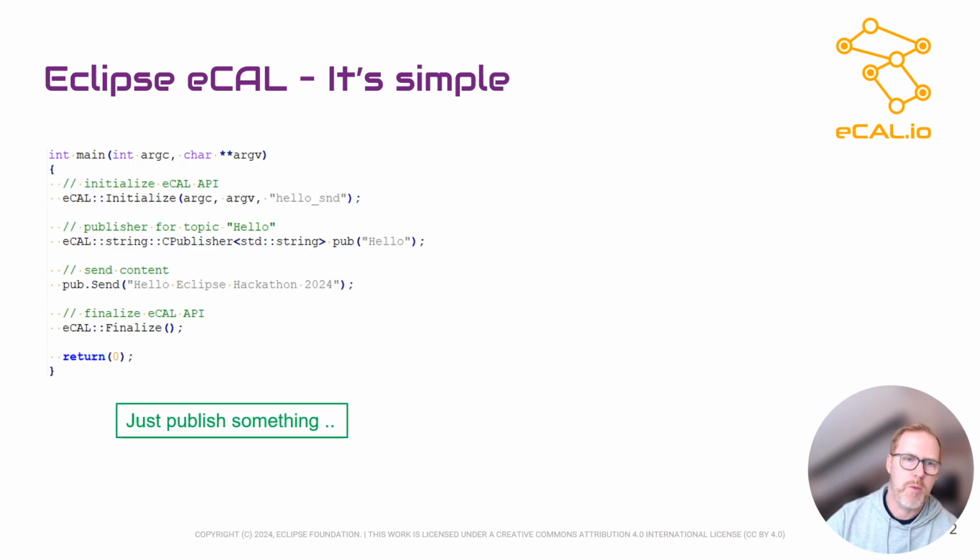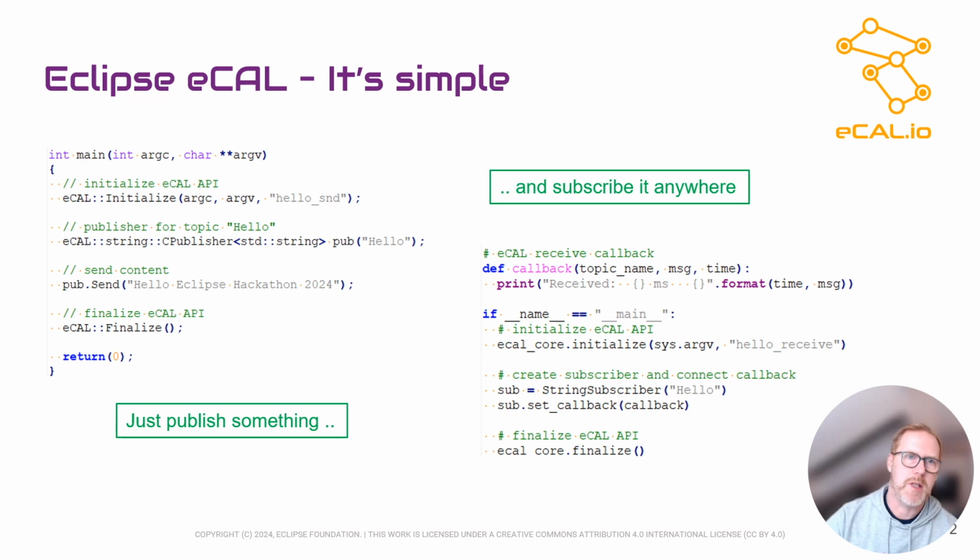Here's the classic Hello World example. You can see how simple it is to create an eCal publisher in C++ and to subscribe to it in a Python script. As mentioned, it doesn't matter if these two applications are running on the same machine or on different devices. eCal will handle this seamlessly for you.